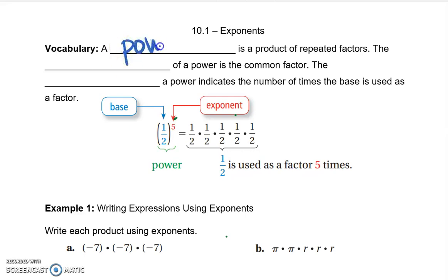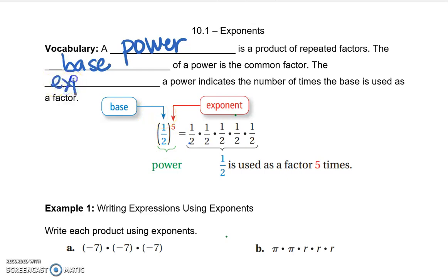So a power is a product of repeated factors. So my power is this whole thing down here. This whole thing is a power. The base of a power is the common factor. So if I'm just looking at this picture again, 1/2 is my base.